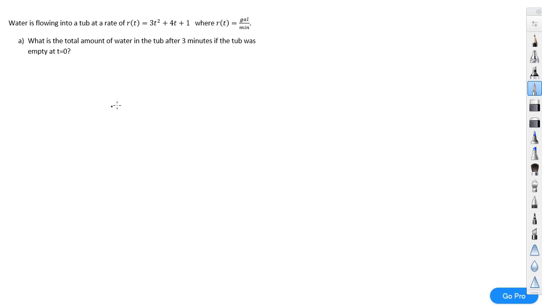Alright, so we're going to look at another problem from section 6.1. This has to do with initial quantities. For an example, let's say that water is flowing into a tub at a rate of R of t equals 3t squared plus 4t plus 1, where R of t is measured in gallons per minute. First, how do we determine the total amount of water in the tub after 3 minutes if the tub was empty at t equals 0?